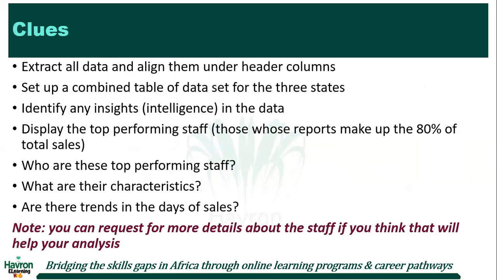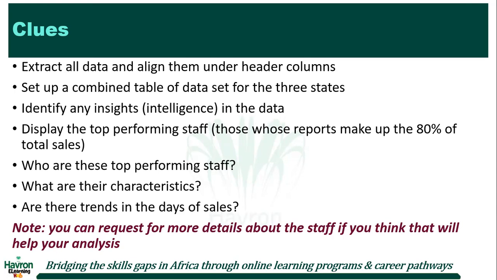Now, these are some of the clues that we put forward. We need to extract all the data and align them under header columns. Remember in our first tutorial, we said that we need to align our data under columns. So each column will have data that are unique to it, identical. Then we need to set up a combined table of data set for the 3 states. It means we are going to create tables for each of the states. And then we combine the 3 of them. We need to identify any insights. If there is any insight in the data, we need to identify that.